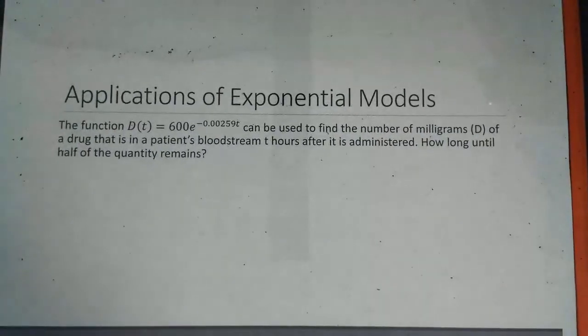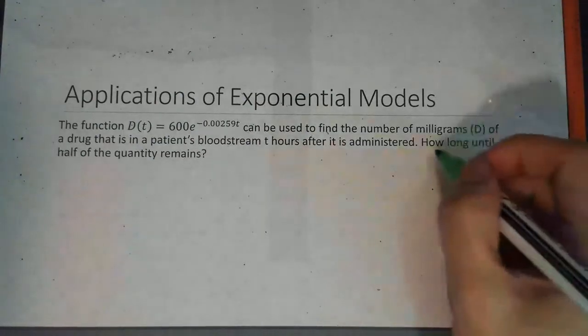Next up, the function d of t equals 600e to the negative 0.00259t can be used to find the number of milligrams, d, of a drug that is in a patient's bloodstream t hours after it is administered. How long until half the quantity remains?